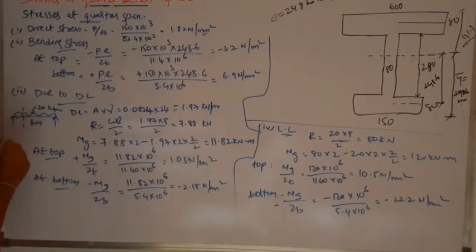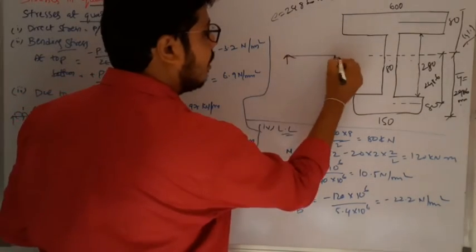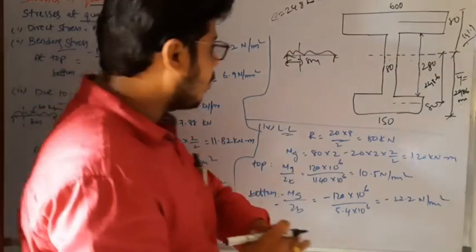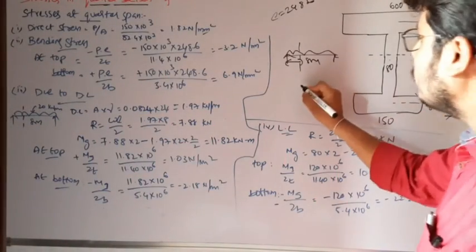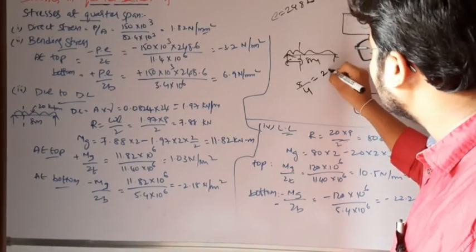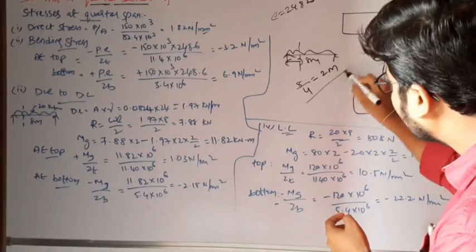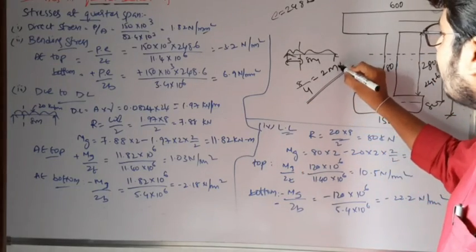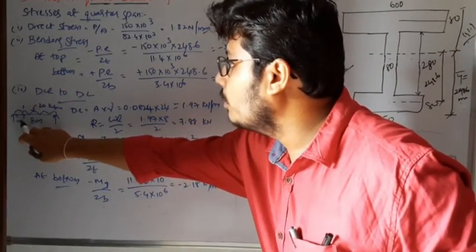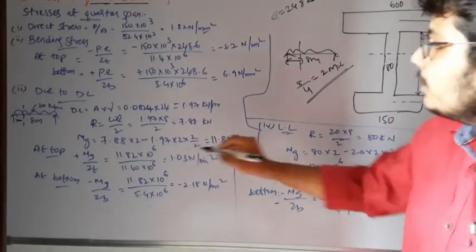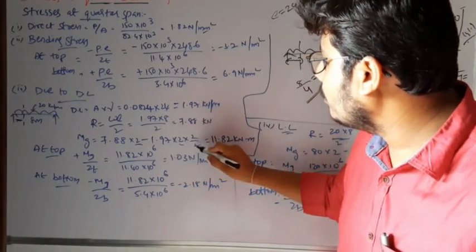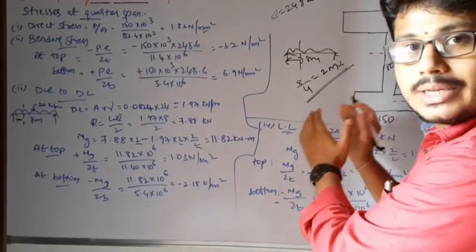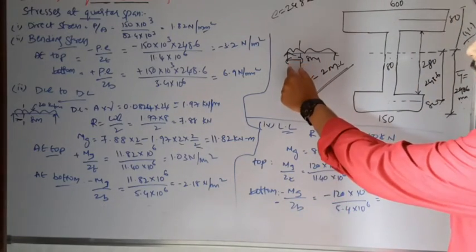Sorry, here I will draw. This is 8 meters, and this is the quarter span. Quarter span means a fourth, so 8 by 4 is equal to 2 meters. It is asked for the quarter span, so I have calculated with L equal to 2 meters. Up to 2 meters we should calculate. Why? Because it is asked for the quarter section only, so for length we have taken only the quarter section.